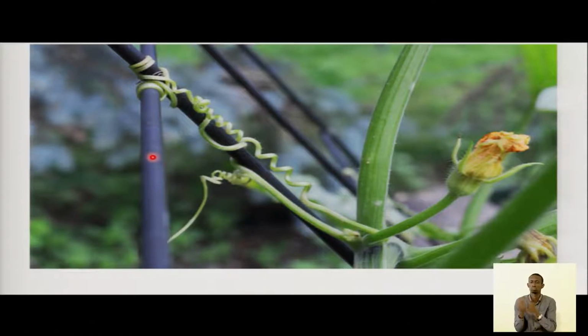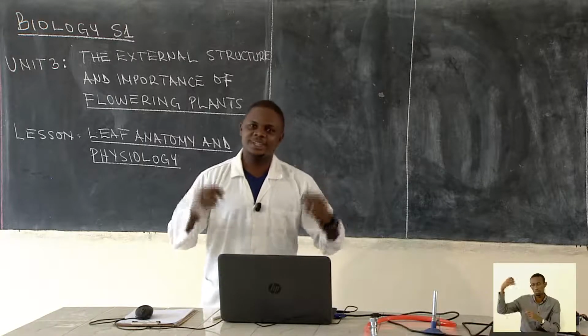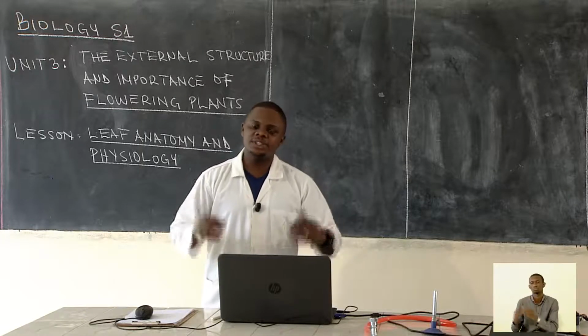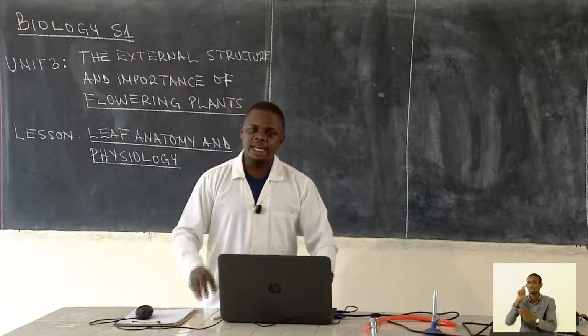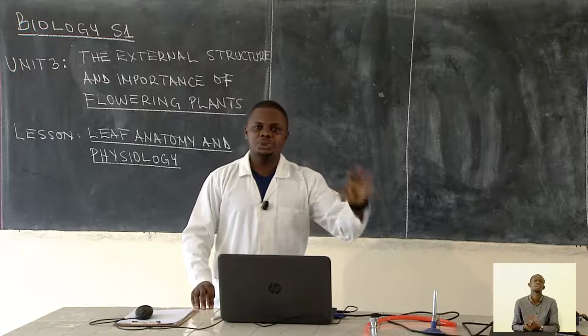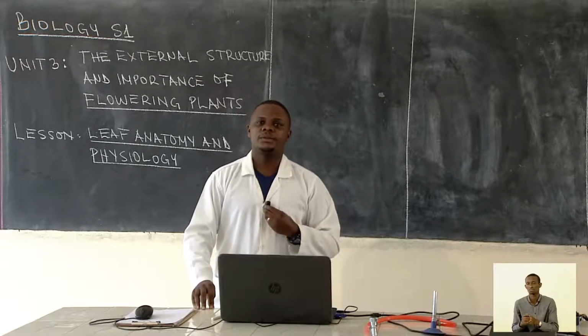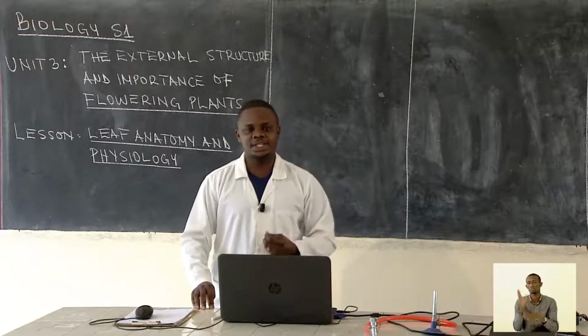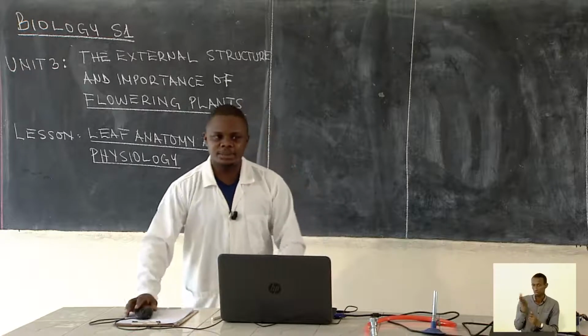This is a very important adaptation because when it attaches there, other leaves and other parts of the plant are exposed to sunlight, which is needed for photosynthesis. Leaf tendrils are modified leaves which provide attachment to other parts of the environment, like trees. This is an adaptation.